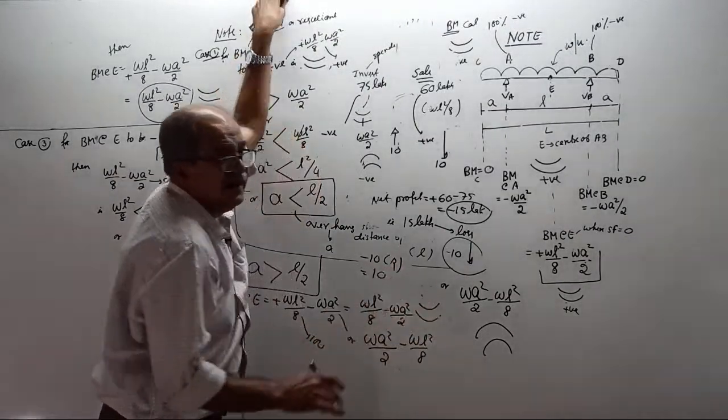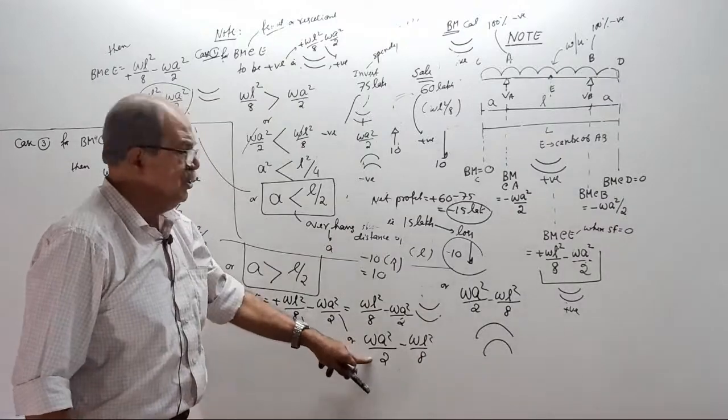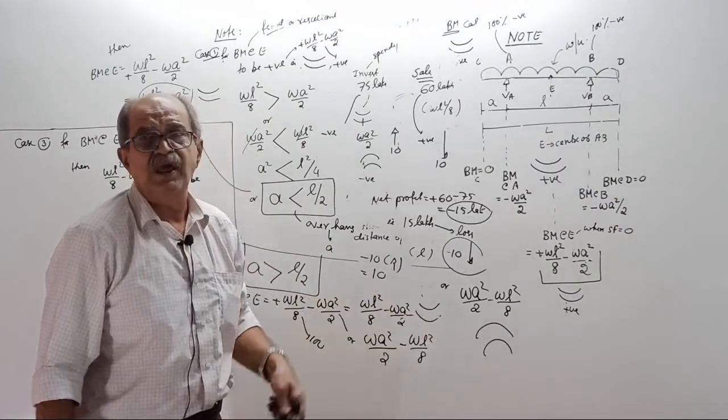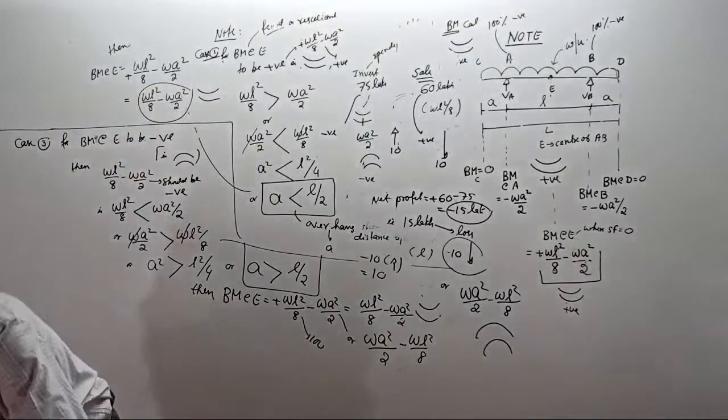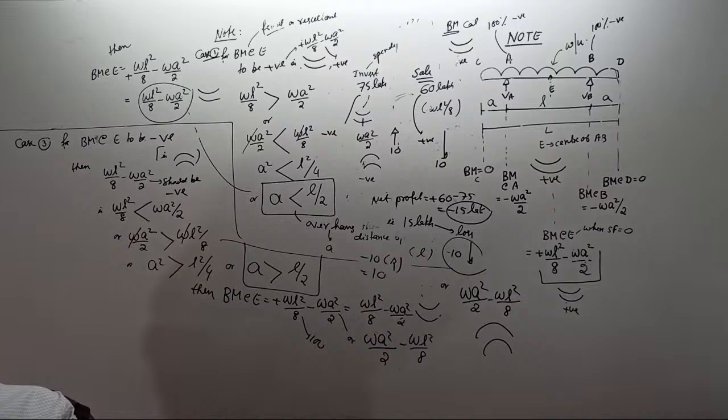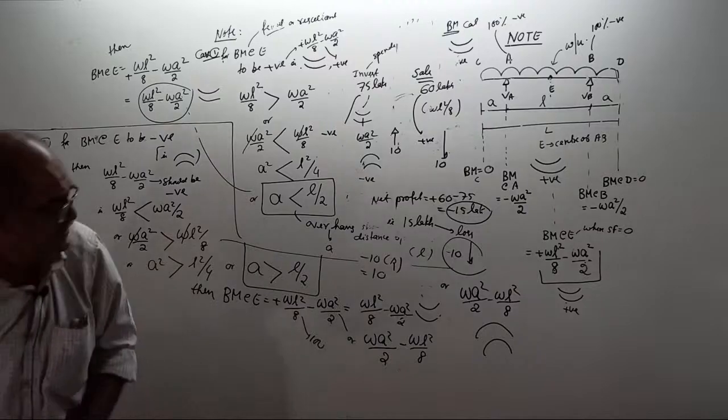Now tell me, if I write WA square by 2 minus WL square by 8, the answer is what? That nature. Now the nature is complete hogging. Yes, this is a case of complete hogging only. I will draw the diagram now. Wait one minute. That much hogging.